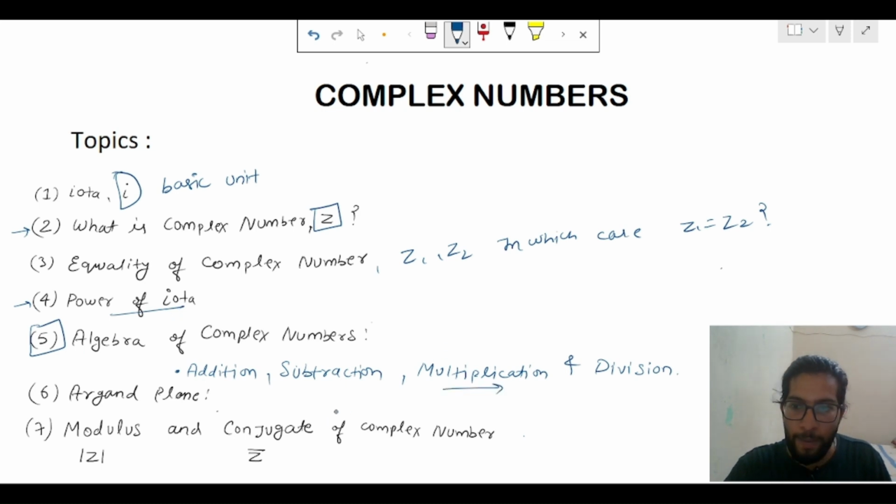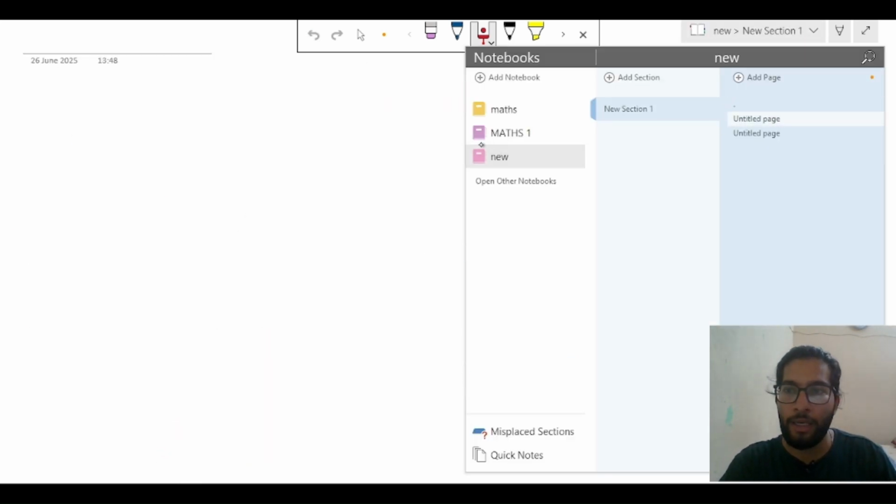After that we will discuss algebra of complex numbers, because we will use power of iota in some concepts of multiplication. Okay, now after that we will do the Argand plane. Basically, it is the plane in which we will represent our complex numbers. And after that, we will do our last topic, which is modulus and conjugate of complex numbers. And we will also do graphical representation of conjugate and modulus in the Argand plane. Okay, so now let us start our topic with iota.